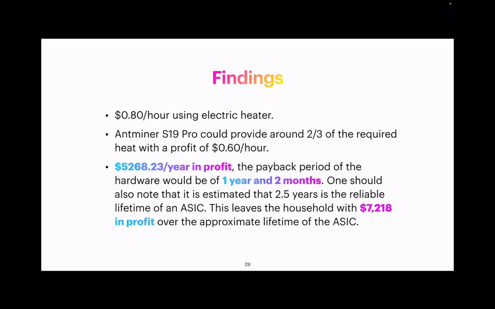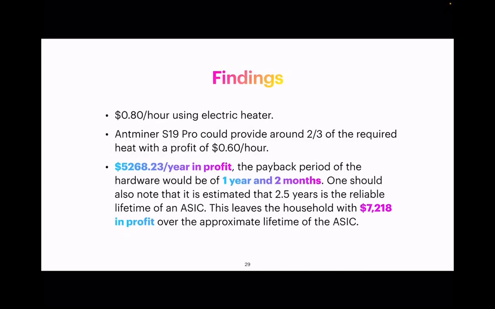So having $5,000 in profit per year, the payback period of the hardware would be 1 year and 2 months. And it's estimated that the lifetime of the hardware is around 2.5 years. So this leaves us, in 2.5 years, with $7,000 in profit and 2/3 of the heating quantity required for the house.